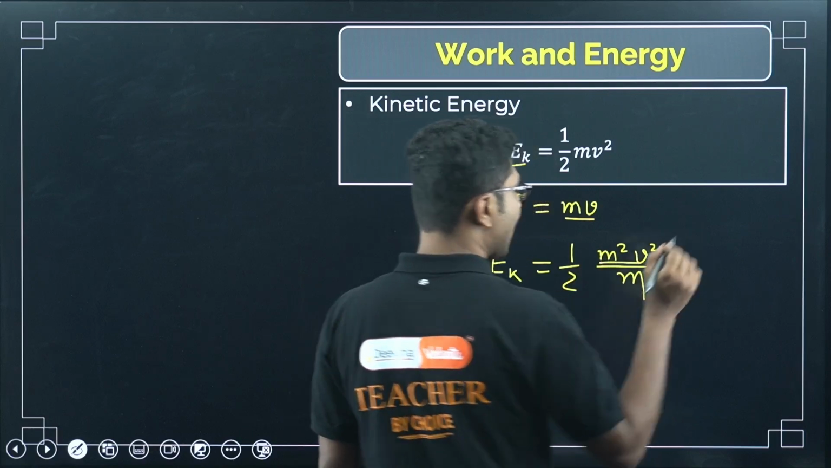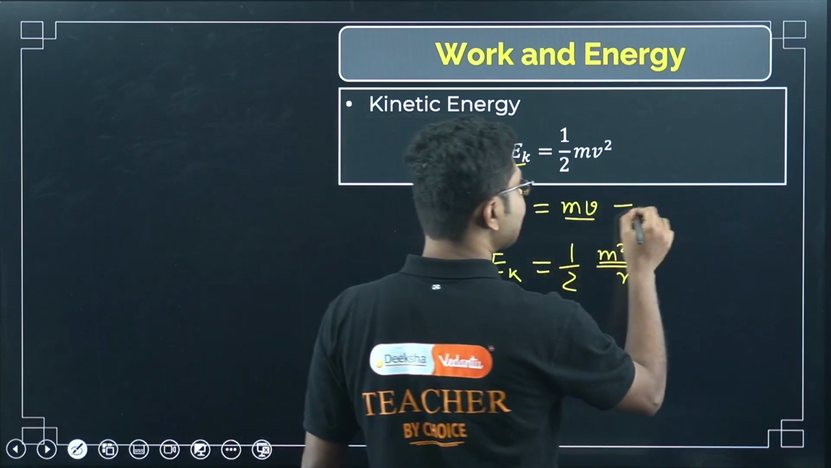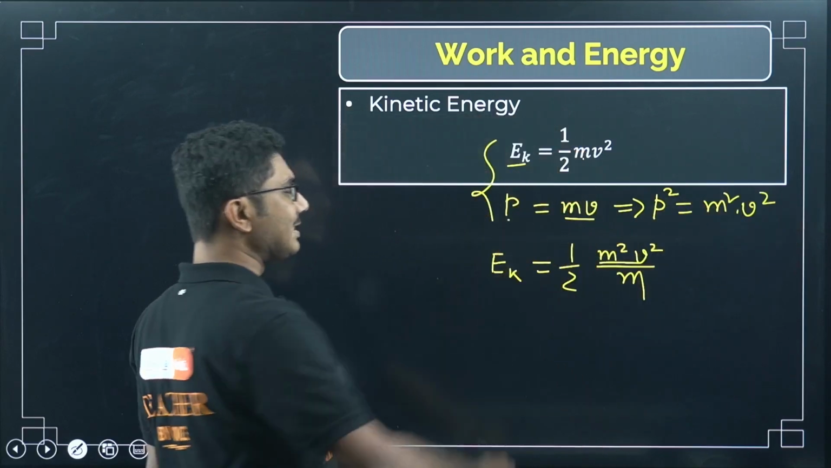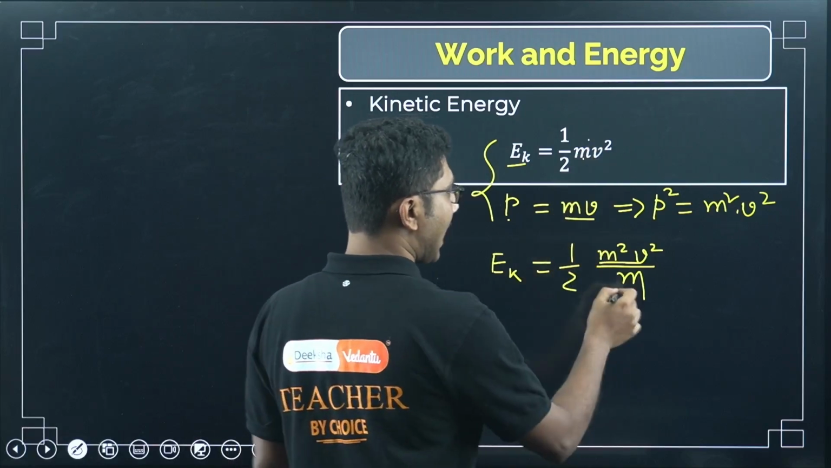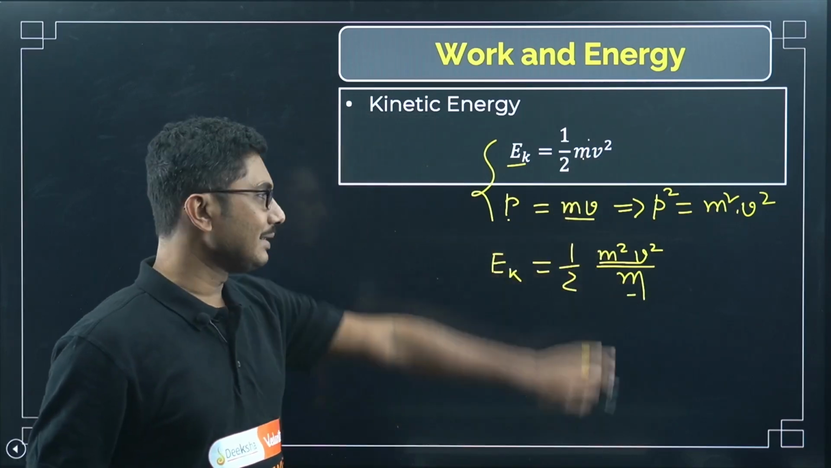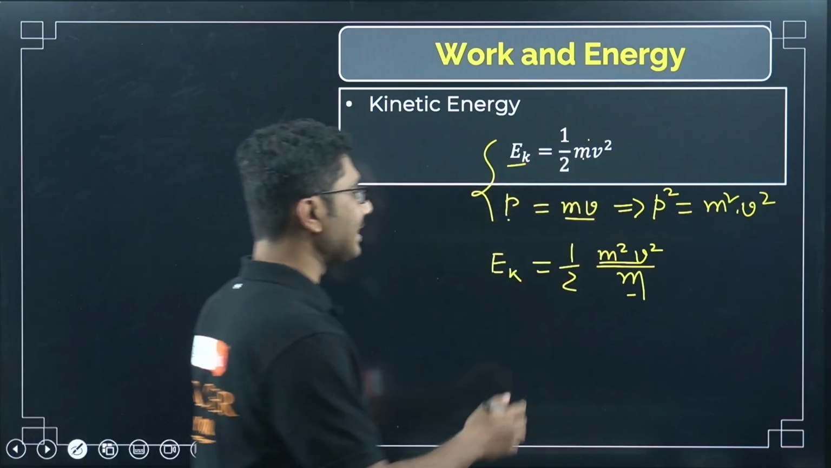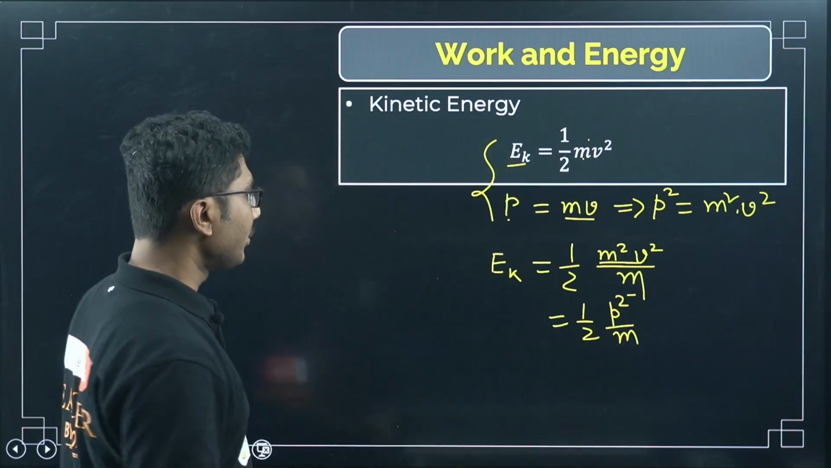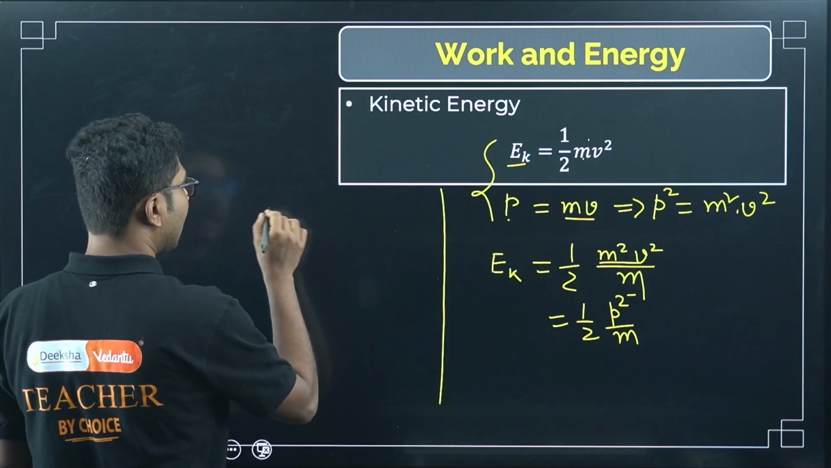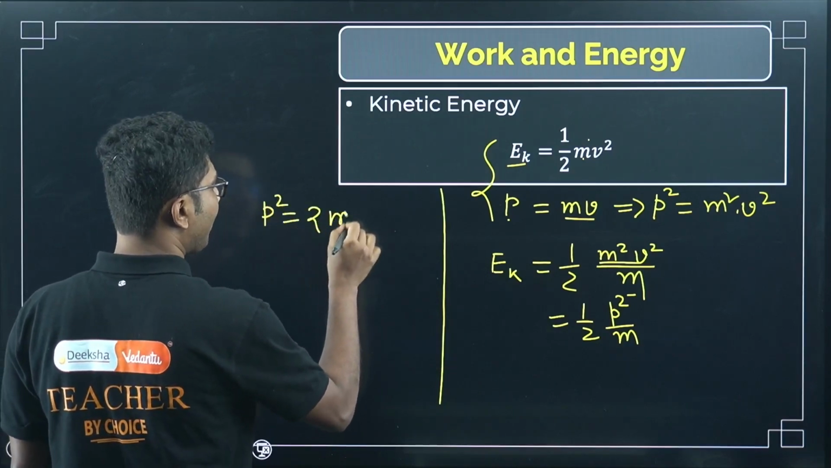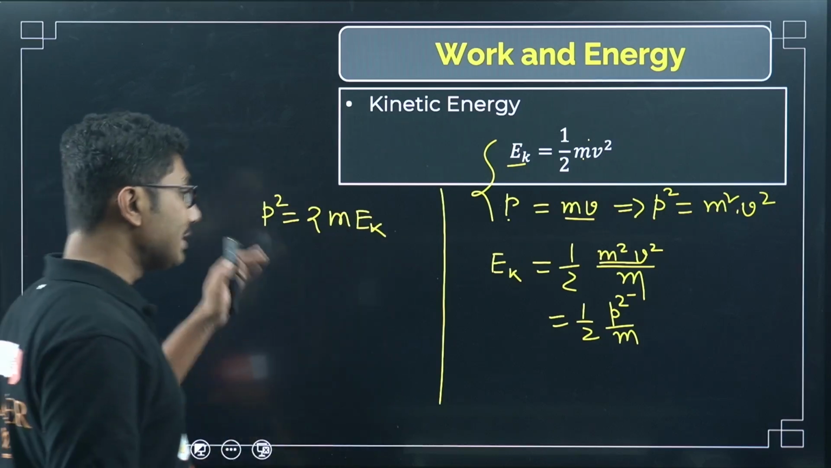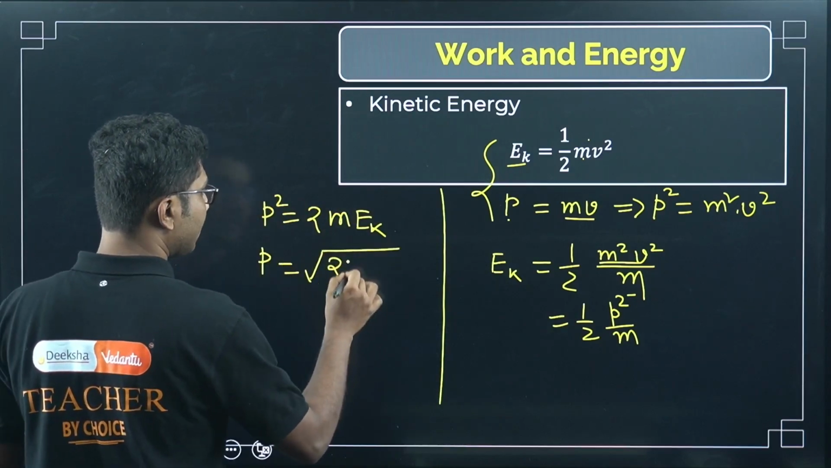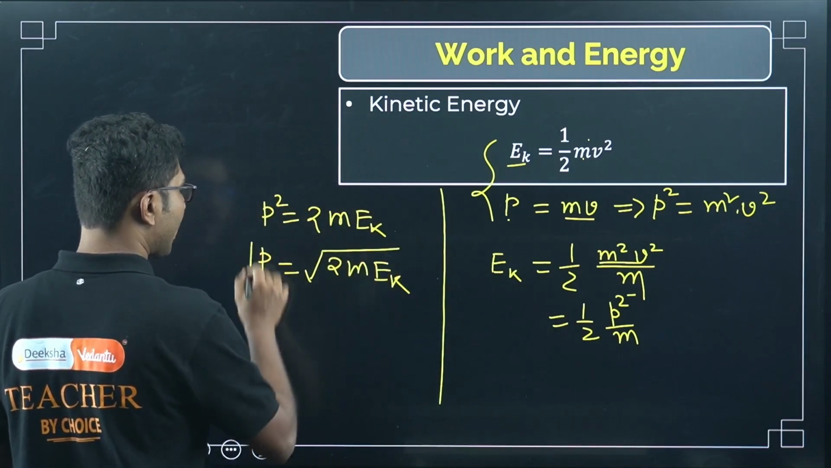So now, what is m square v square? Basically you can see that p square equals m square v square. So what I have done is I have taken this equation, then multiplied by m in the numerator and divided by m in the denominator, so this is balancing each other. Basically we are rewriting the same equation. So we can write this as p square by m, right? So from there I can write p square equals 2m Ek. We have used the same equation in dual nature of radiation and matter, if you recall. So this is the origin of the equation. So momentum is nothing but the square root of 2m Ek.